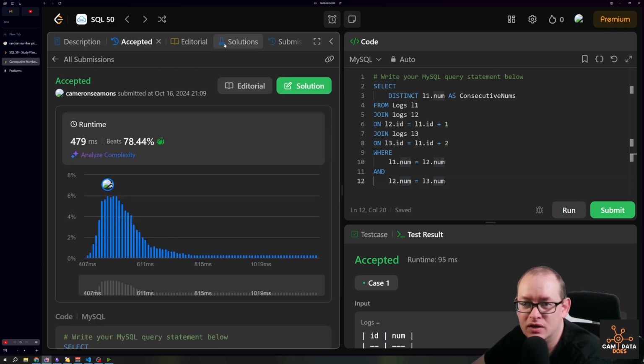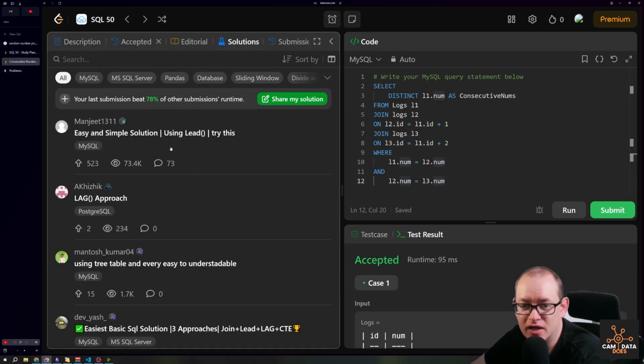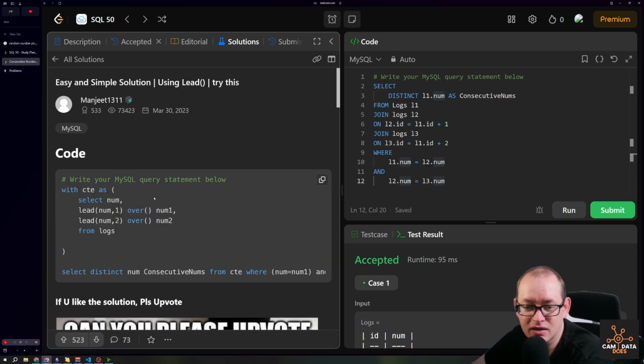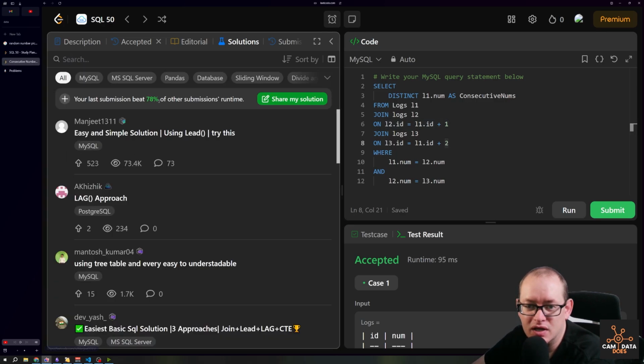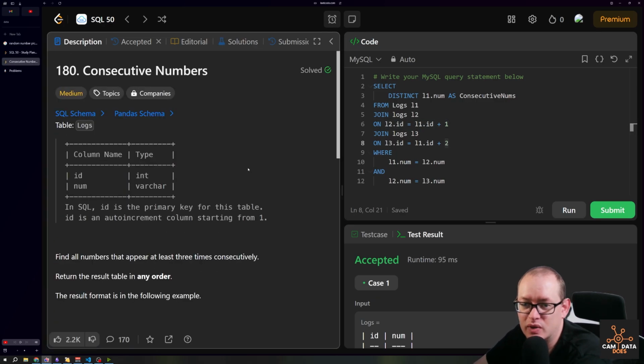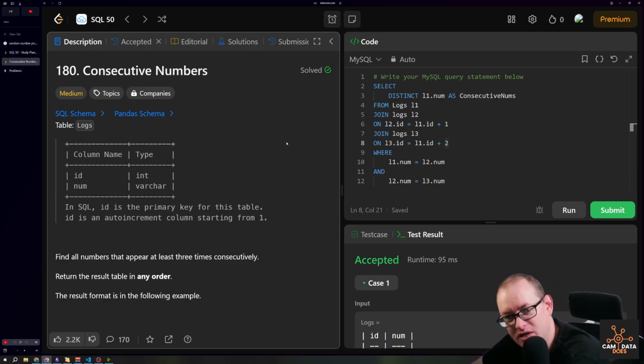You can go here to solutions and look at community submitted solutions. Here's one that did lead, which is another way you could do it. It's basically the same thing as saying this, +1. You're doing the same thing, but leading the numbers instead of the IDs. So yeah, there's more solutions there. Leetcode's a great place. Some of their hard questions, I would say, are medium, and some of their medium questions are kind of hard. So I don't know how they come up with this rating system, but definitely give it a shot if you want.